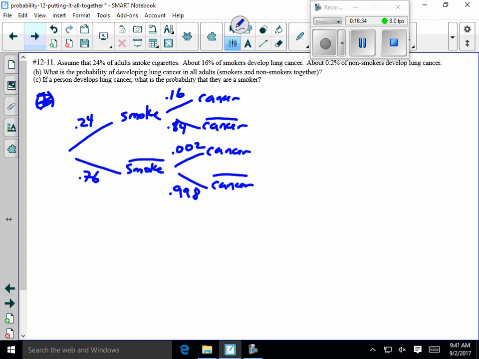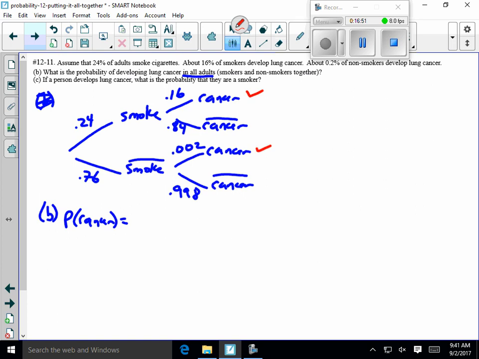So for part B, let's see, we're trying to find the probability of developing lung cancer in all adults. So part B is asking us for the probability of developing cancer, period. Okay, so if I look at the tree, where is cancer? Cancer is here. I'm going to change colors here. Cancer is here, and cancer is here.